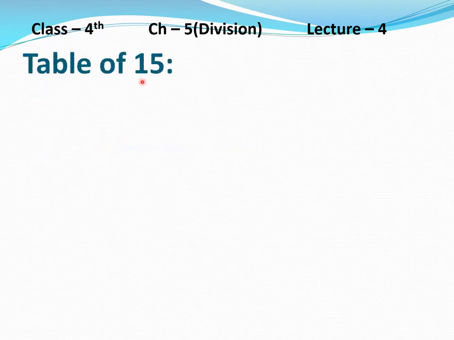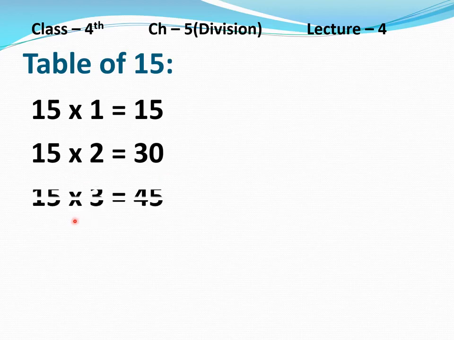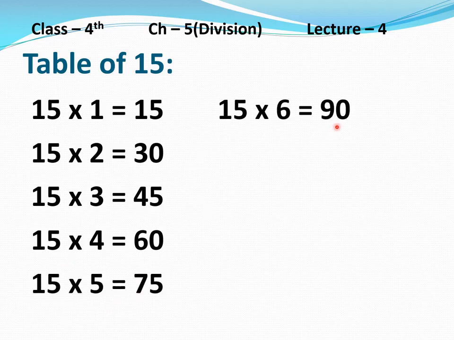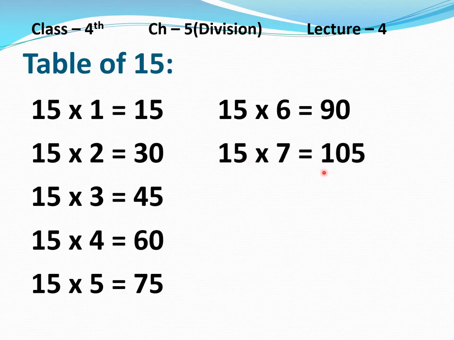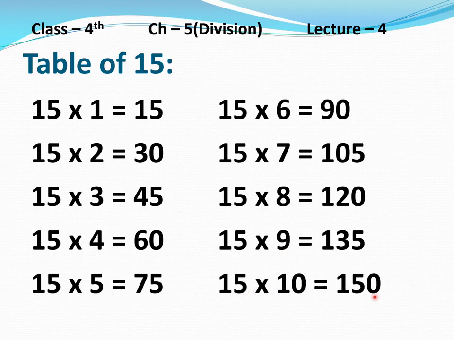Now, table of 15. Speak with me. 15 ones are 15. 15 twos are 30. 15 threes are 45. 15 fours are 60. 15 fives are 75. 15 sixes are 90. 15 sevens are 105. 15 eights are 120. 15 nines are 135. 15 tens are 150.